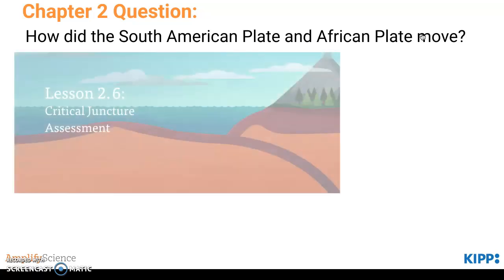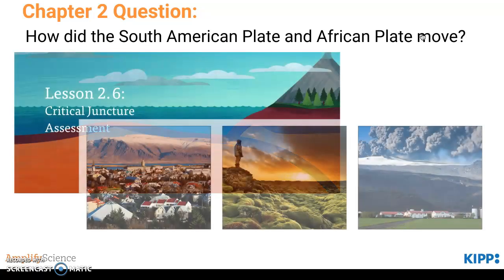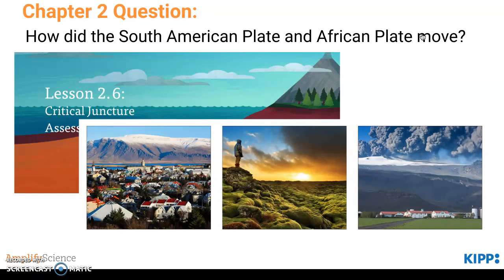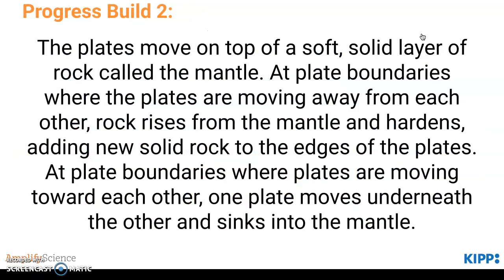Students then complete a critical juncture assessment, and they do a differentiated lesson to review key concepts they have not yet mastered. This leads us to Progress Build 2, which states that plates move on top of a soft solid layer of rock called the mantle. At plate boundaries where the plates are moving away from each other, rock rises from the mantle and hardens, adding new solid rock to the edges of the plates. At plate boundaries where plates are moving towards each other, one plate moves underneath the other and sinks into the mantle.